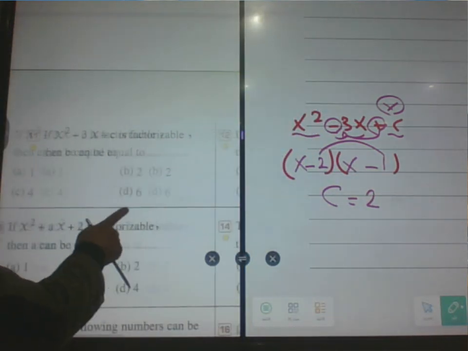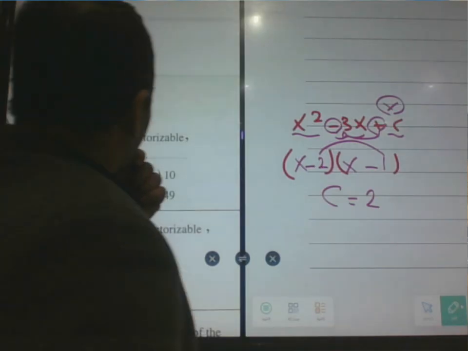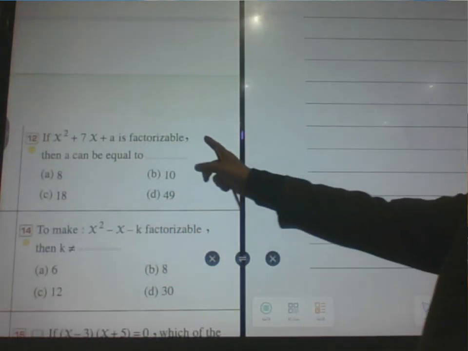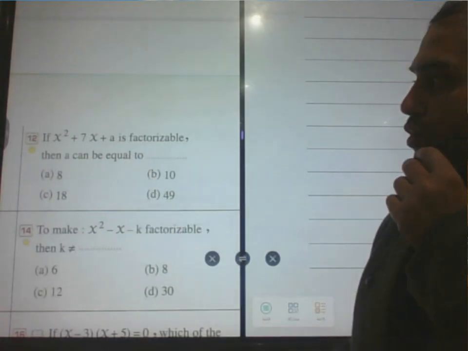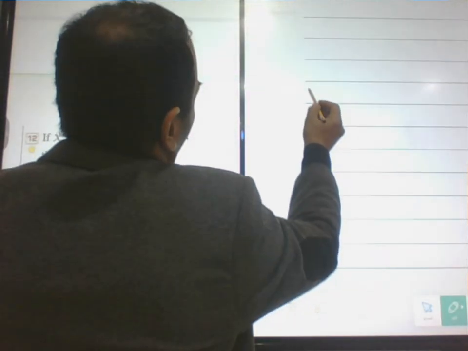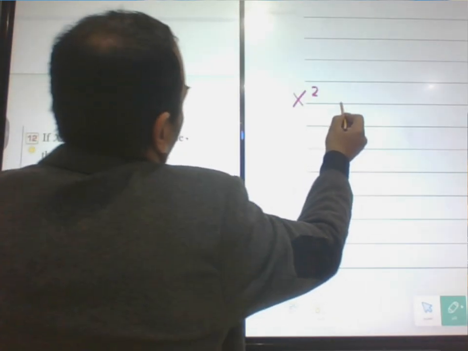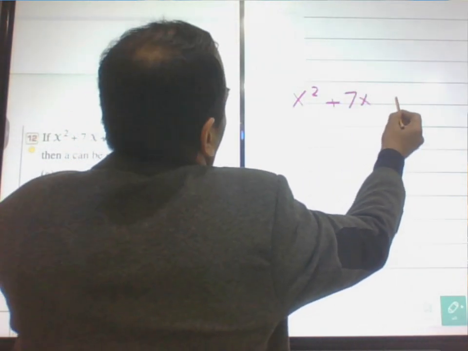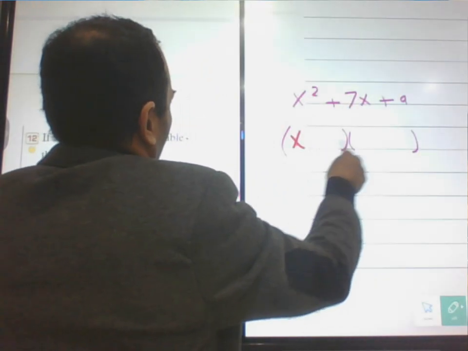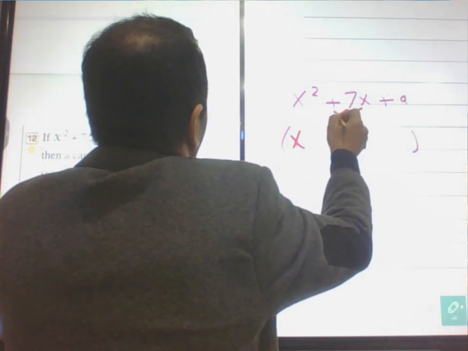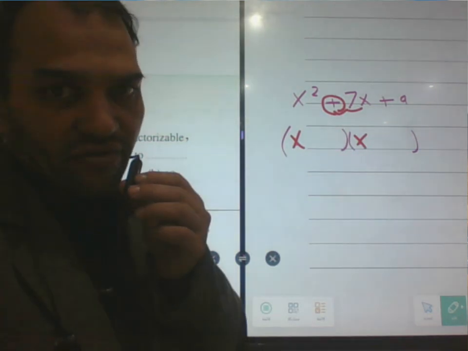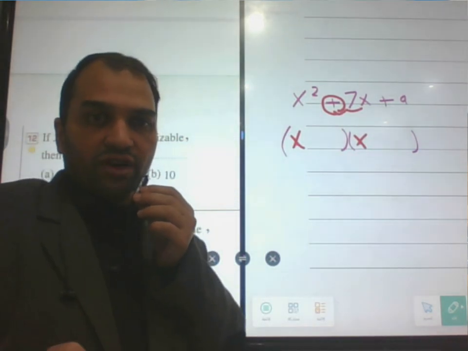Next question, number 12. If x power 2 plus 7x plus a factorizable, a can be equal what? Okay, I will factorize also this example to find the answer in the simplest form. We have x power 2 plus 7x plus a. We want two numbers the product of them here, x power 2 equal x by x. We want two numbers the summation of them equals 7. Give me two numbers, the summation of them equals 7. I can choose 2 and 5 or 1 and 6.